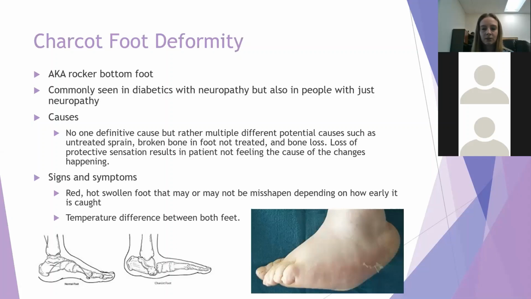The signs that you're going to look for, to suspect that's going on, is when the foot is red, hot, and swollen, that may or may not be misshapen depending on how early it is caught, or if they haven't had it before. And the hallmark is you'll notice the temperature is going to be different between both feet as well. On the bottom, we have a picture of the normal foot with the arch in there, and then the collapsed Charcot. And then the foot to the right is a pretty extreme one, but nonetheless, it's one that you'll see.